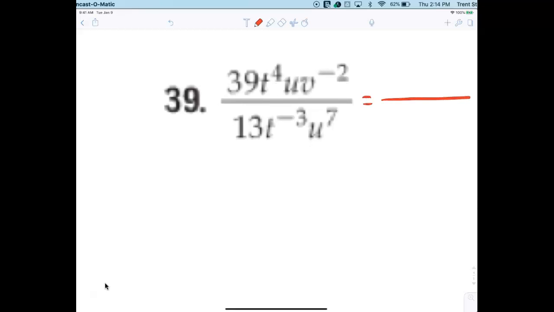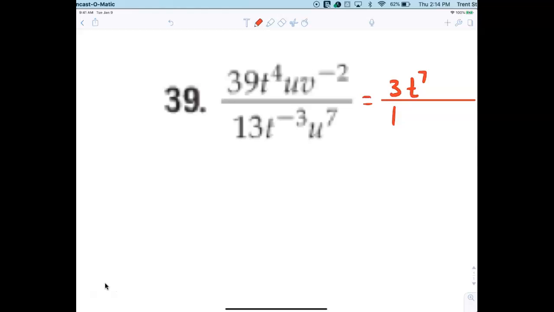So, what's 39 divided by 13? Is that 3? That is 3. Okay, so would it be 3 over 1? And so the 4 stays at the top. Okay, and then the negative. Oh wait, so we're supposed to add them together. Yes, so it would be t to the 7th.